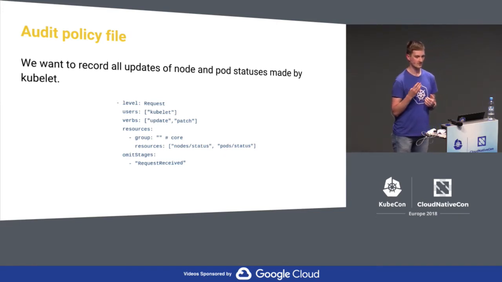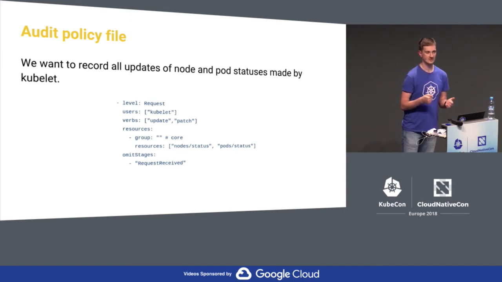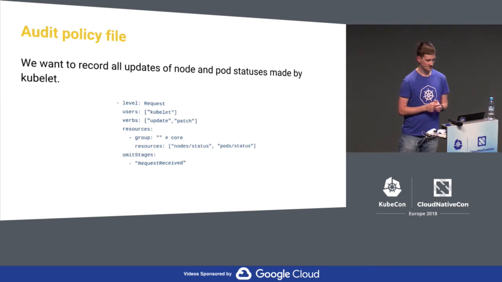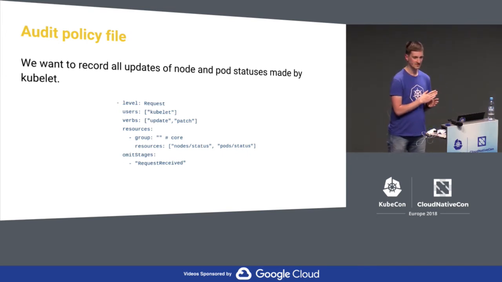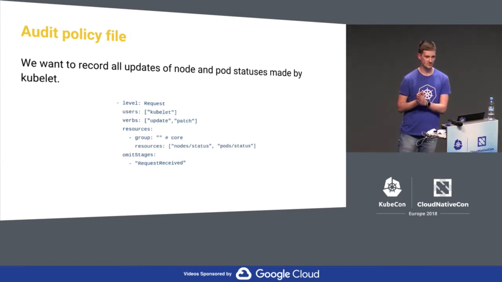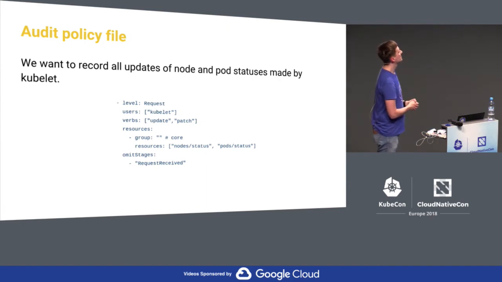We have four types. The first one is none. That means you are not interested in this at all. The second one is metadata. It includes information such as user, timestamp, caller IP address, etc. The next one is request, the same as metadata plus request body. And the last one is request response. That's metadata, request body, and response body.